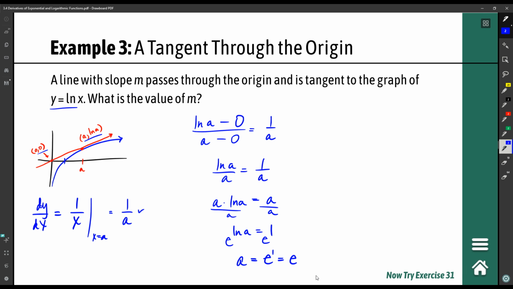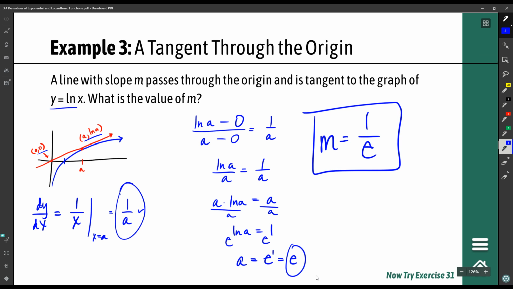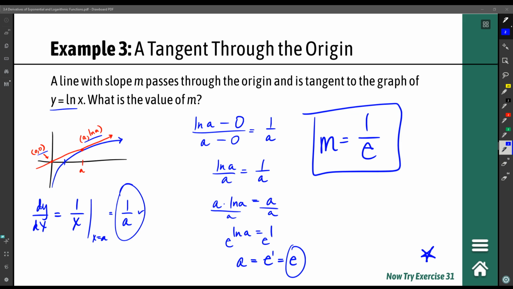So finally then, what is the value of m? Well, we know the slope at this point is 1 over a, and we also know that a is equal to e, so m in this case is 1 over e. And we have an answer to this question, and we're going to leave exercise 31 to you, the student and viewer of this video, and that's the derivative of the natural logarithm function.